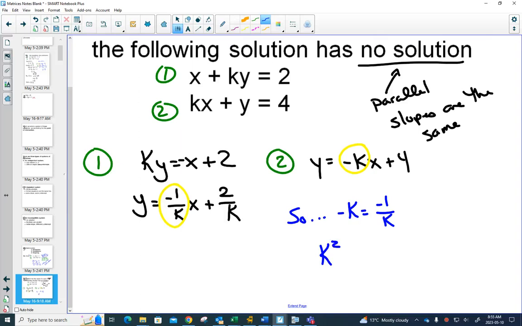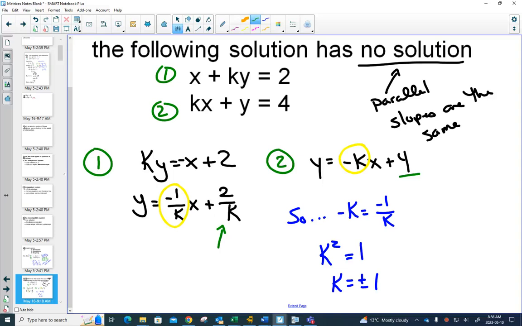Multiply both sides by a negative k, you'll get k squared equals 1, square root both sides. K is going to equal plus or minus 1. And one thing that I would do to check is that if you plugged in k, do you still have different y-intercepts? So I would look at this value here. If you plug in 1, my y-intercept is 2, this y-intercept is 4. They have different y-intercepts, so they're parallel and not the same line.